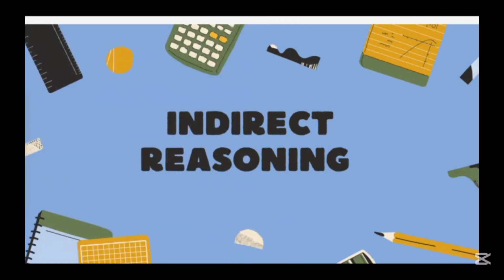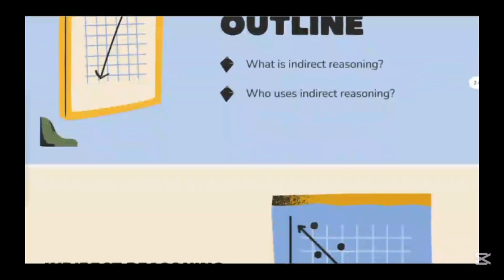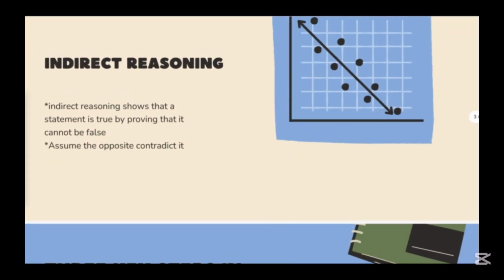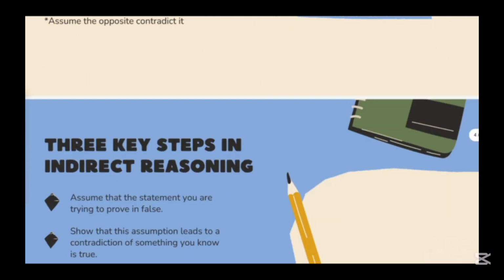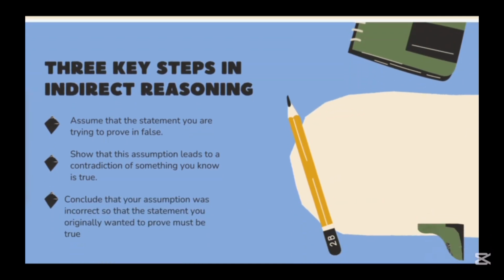Direct reasoning. Indirect reasoning shows that a statement is true by proving that it cannot be false. Assume the opposite, contradict it. Three steps in indirect reasoning. First, assume that the statement you are trying to prove is false. Second, show that this assumption leads to a contradiction of something you know is true. Third, conclude that your assumption was incorrect, so the statement you originally wanted to prove must be true.